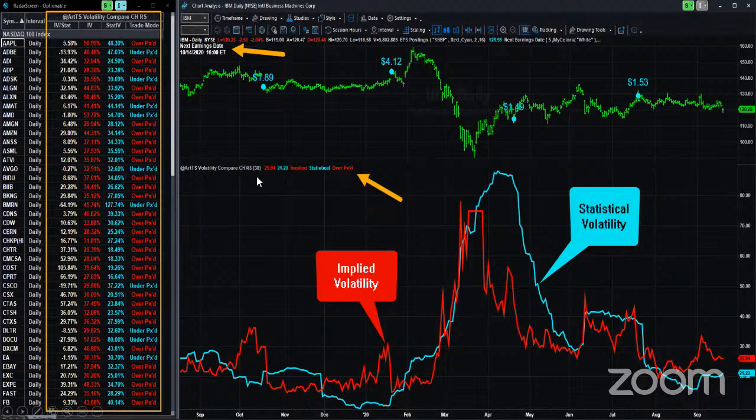So here, if you look at the status line for this indicator, it shows you the legend for the two colors. So implied is red, statistical is blue. And you can see that when implied is greater than statistical, it tells you right here whether it's overpriced or underpriced. In this case, the implied is above statistical, so that's overpriced right there. Same calculation in radar screen, except I'm calculating the ratio between those two values here, and we can sort on that. Otherwise, you can see the implied volatility and the statistical, and it gives you that same rating, whether it's overpriced or underpriced here in radar screen for each symbol.